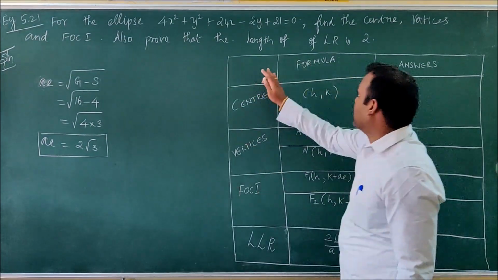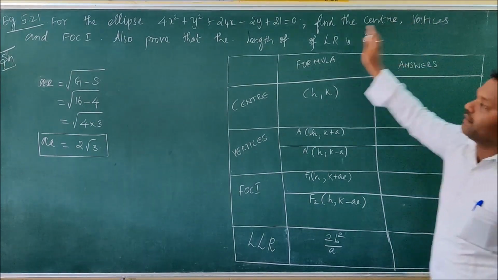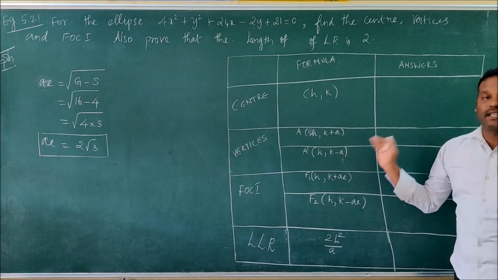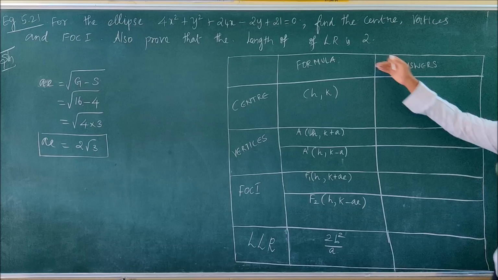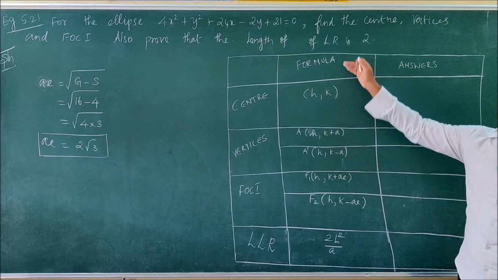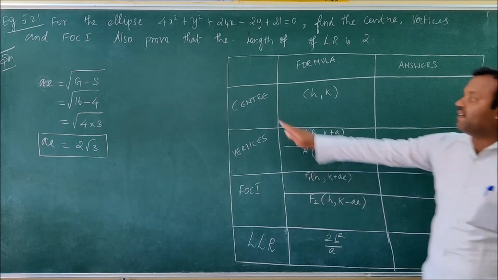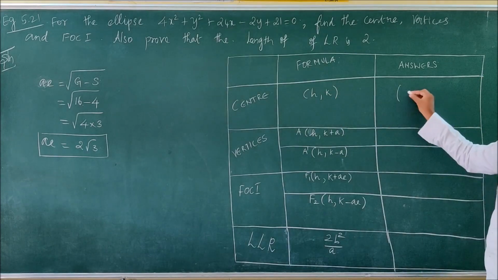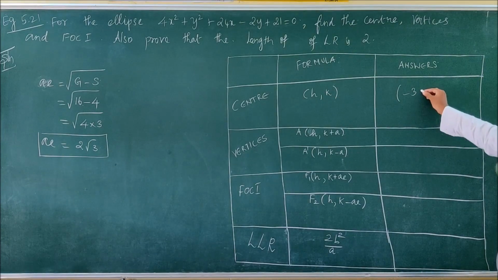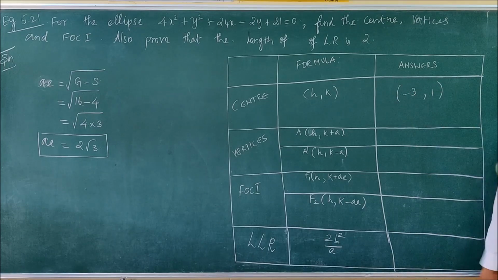So now we are going to draw the tabular column. What we are asked to find is center, vertices and foci. Here it is type 2 since the major axis is parallel to the y axis. Okay, so I have listed the formulas related to the major axis as the y axis. First formula: center h comma k. You have already found h comma k as minus 3 comma 1, which we have already written.